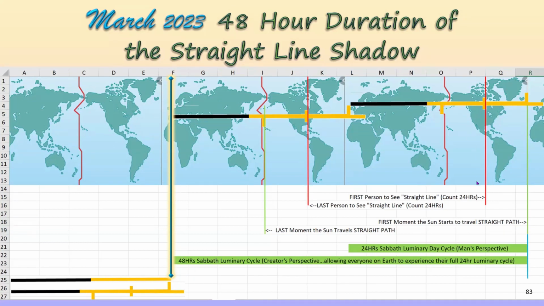And which day is the first day of the year? Which days are the holy days on? It's an interesting thing to think about the difference between our perspective of time and the Creator's perspective of time. And everyone on Earth needs an opportunity to experience their full luminary day cycle.